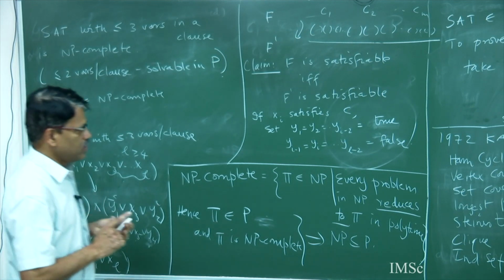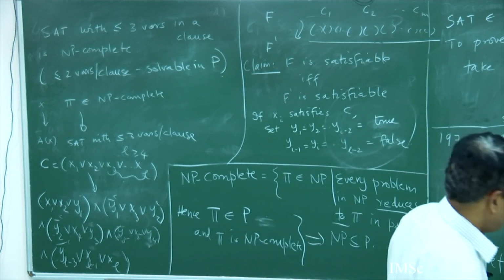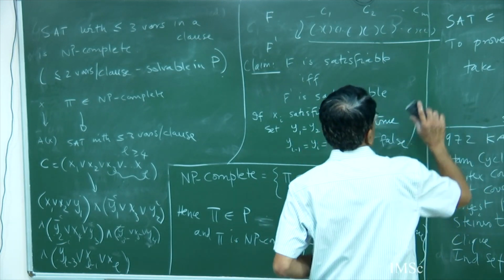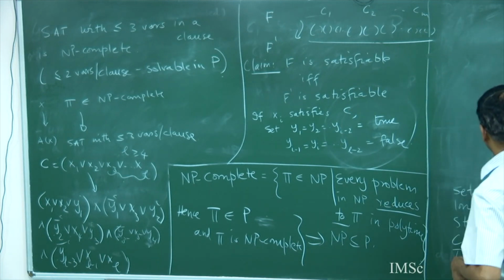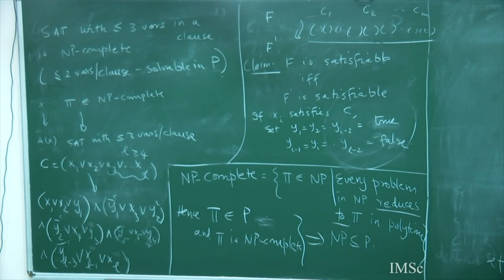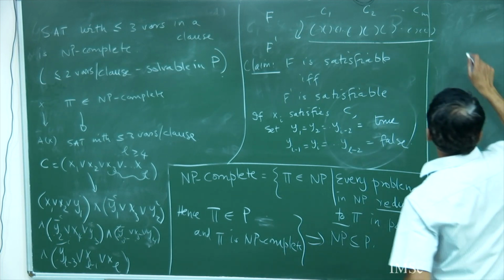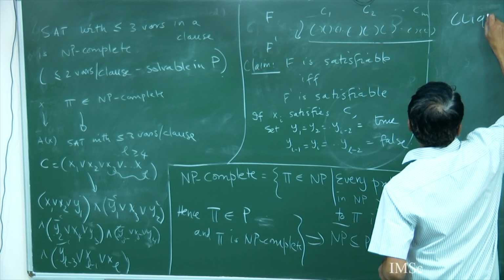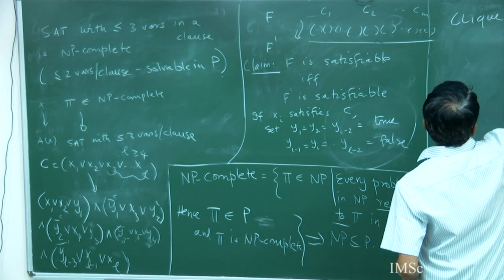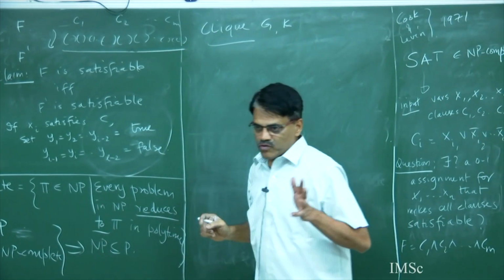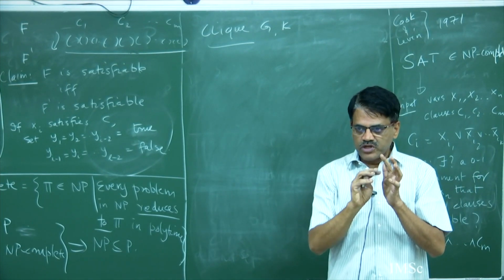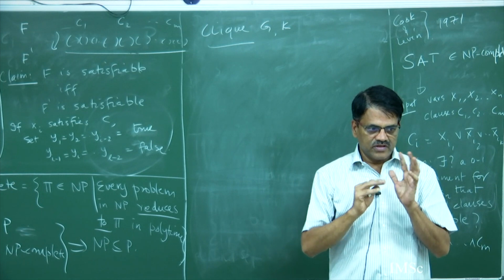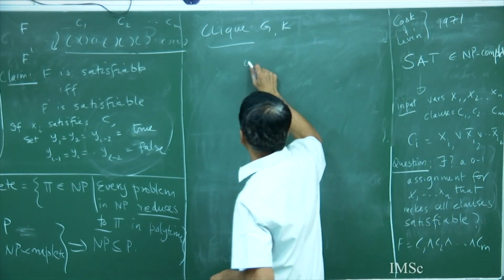So let's just do one more, which is like a graph problem, and then we will continue tomorrow. So let's look at the Clique problem. Is it NP complete? The Clique problem has a graph G. Remember, what is a clique in a graph? It is a subset of vertices which are mutually adjacent, pairwise adjacent, right?